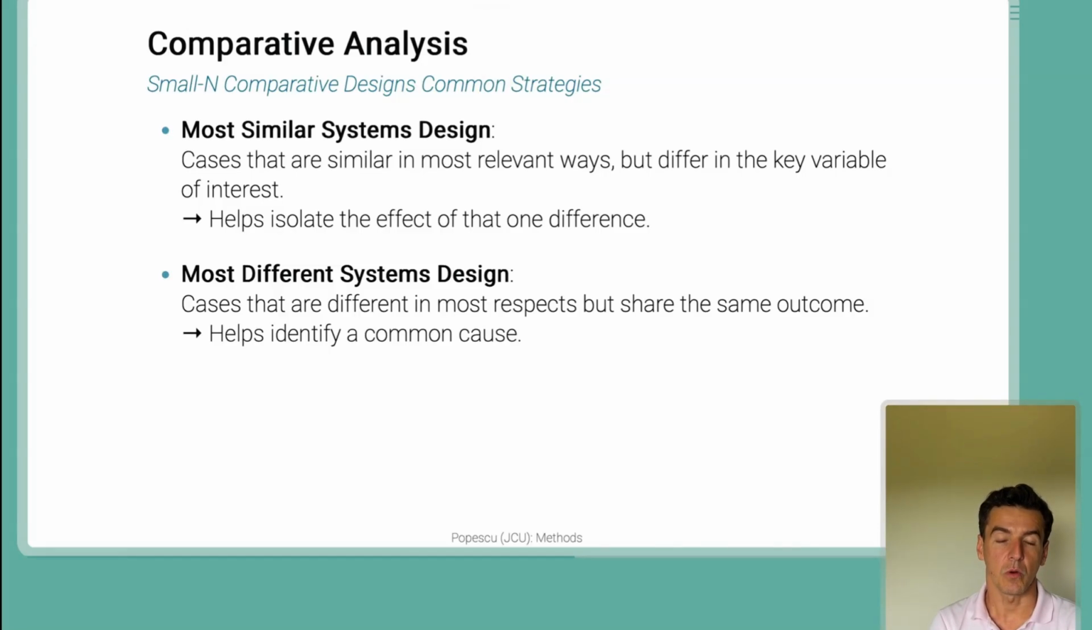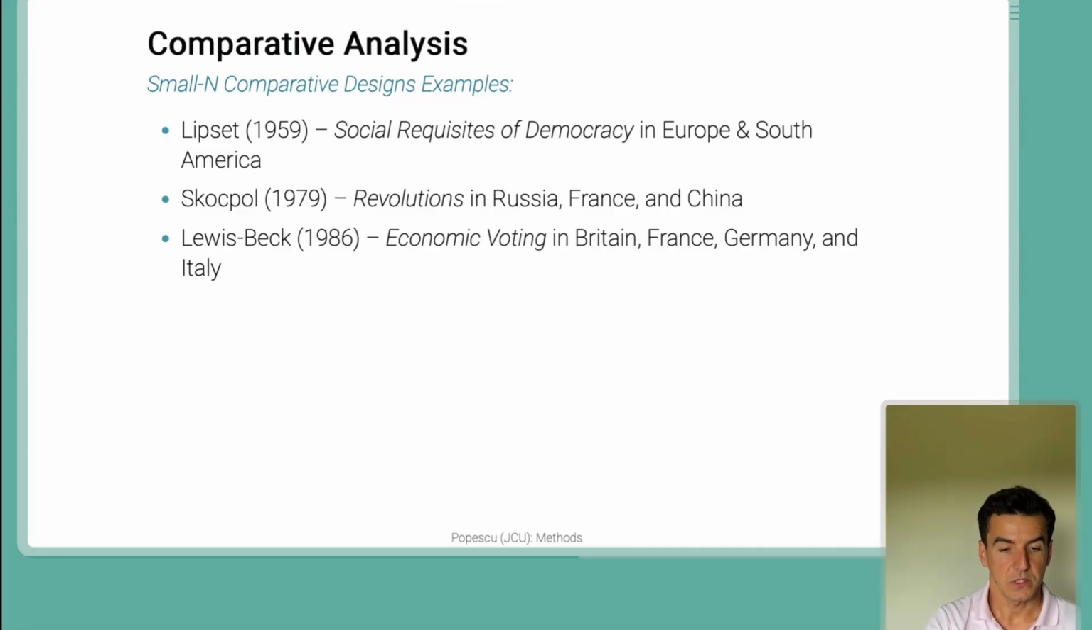most different, or most dissimilar research design, in which countries are very different in many respects, but share the same outcome, right? So this is helpful when you want to identify the same cause. So notice here the distinction between most similar systems design, which is helpful in order to isolate the effect of one difference that makes the two cases different, and most different systems design, which is helpful in order to identify a common cause.